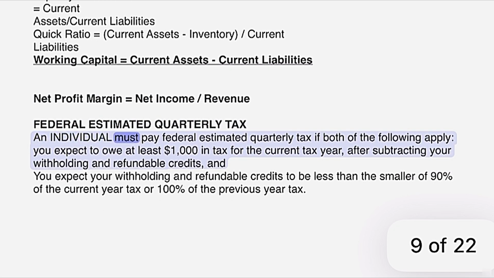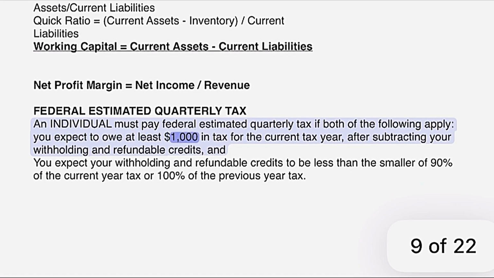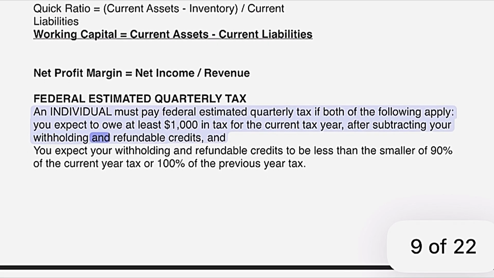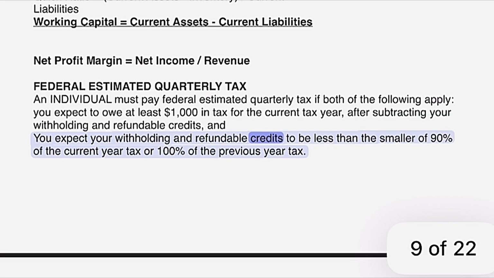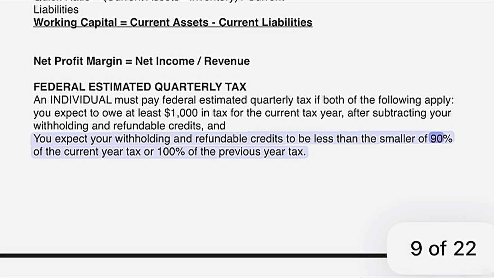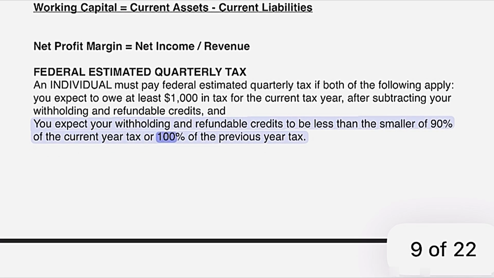Federal estimated quarterly tax. An individual must pay federal estimated quarterly tax if both of the following apply: you expect to owe at least $1,000 in tax for the current tax year, after subtracting your withholding and refundable credits, and you expect your withholding and refundable credits to be less than the smaller of 90% of the current year tax, or 100% of the previous year tax.